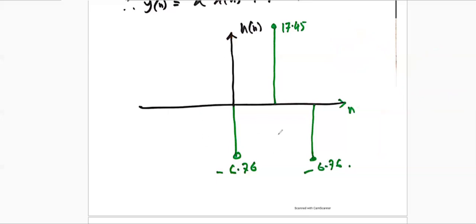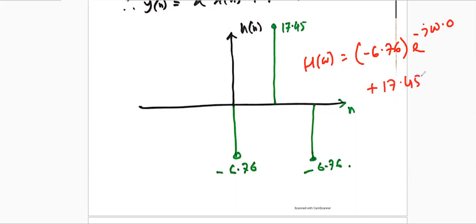Since you have this h[n], you can find H(omega). How can you find H(omega)? The value minus 6.76 e to the power minus j omega n equals 0 plus 17.45 e to the power minus j omega into 1 plus minus 6.76 e to the power minus j omega into 2.